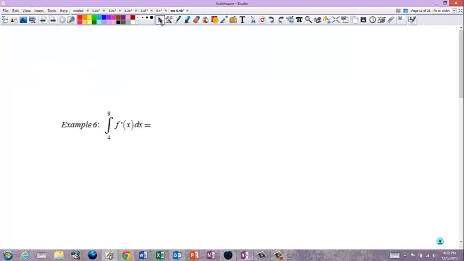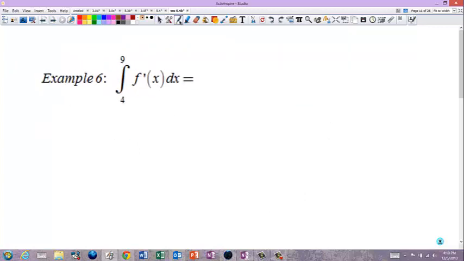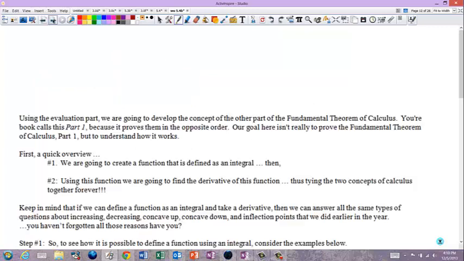Example 6. Oh. It says if this is the derivative, then the integral would just be f of x from 4 to 9. So it's f of 9 minus f of 4. And that's where this video is going to stop. Yep, we're going to stop right there.